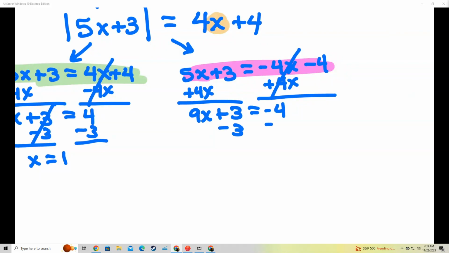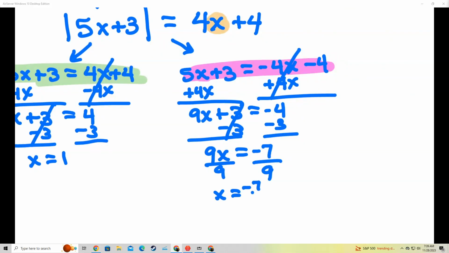We're going to subtract 3 on each side. 9x is equal to negative 7. Divide both sides by 9. X is equal to negative 7 over 9.